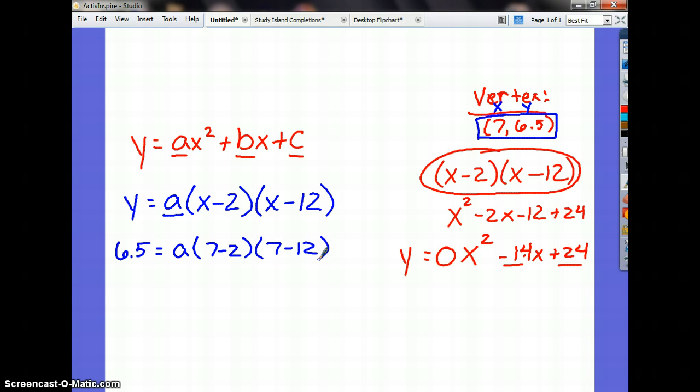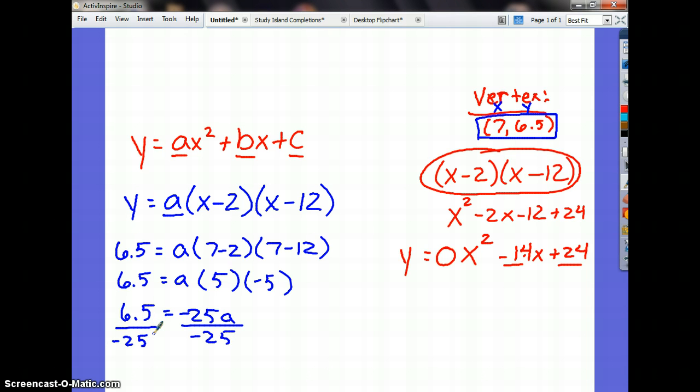And now it is an evaluation. Now all we have to do is calculate what's going to happen in this little equation here. So the 6.5 is not going to change because that was my y value. It's equal to a times, obviously, 5 times a negative 5. From there, we evaluate further. We get 6.5 is equal to negative 25a, and then divide both sides by negative 25, obviously.